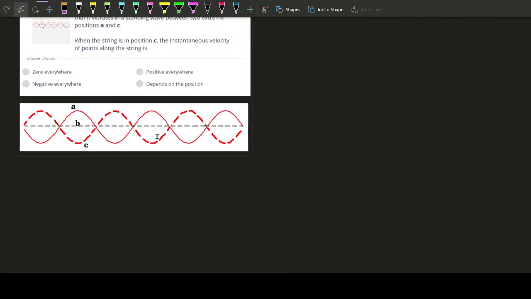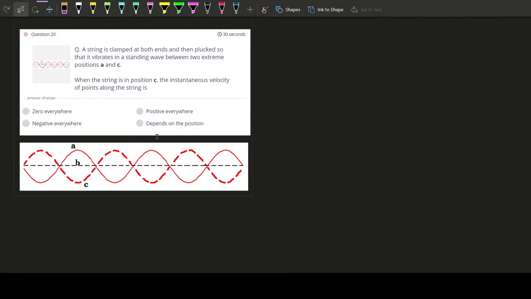For question 20 is the exact same situation, just that right now they ask if the string is in position C. So it means the particle has already reached here. Just now it was here, then now it moved down to here. If that's the case, you probably imagine that the wave will look something like this. Nope, not this one. The wave will look something like this.